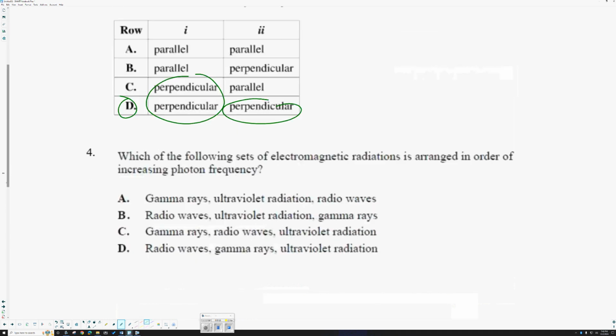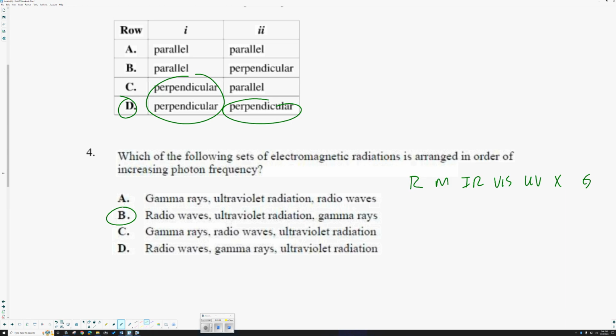And finally, number 4 says, which of the following sets of EMR is arranged in order of increasing photon frequency? Increasing frequency, that's the way that we learned the spectrum, right? So we've got radio waves, microwaves, infrared, visible light, ultraviolet, X-rays, and gamma rays. Looks like B would be our answer here. We're skipping a few there, but of the ones that are listed, radio waves, ultraviolet, and gamma rays would be in the right order. You got to be careful here, because A, if we were asked for decreasing frequency, A would be the correct answer.